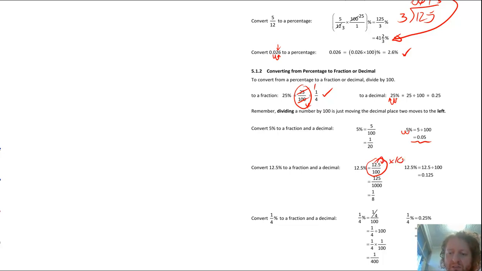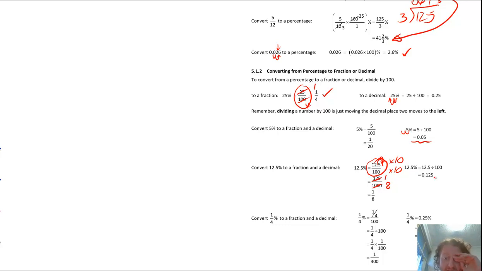If I'm going to times the top by 10, I'd better times the bottom by 10. So the 12.5 becomes 125, and the 100 becomes 1,000. And how do I simplify that? Well, we've got our calculators, but there's one 125 in 125, and there's 8 125s in 1,000. I could have gone for 5s or 25s, I could have made a few moves, but I spotted the 125. And again, divide by 100 to convert to a decimal is just 2 moves, becomes 0.125.